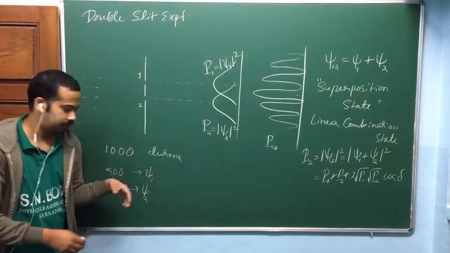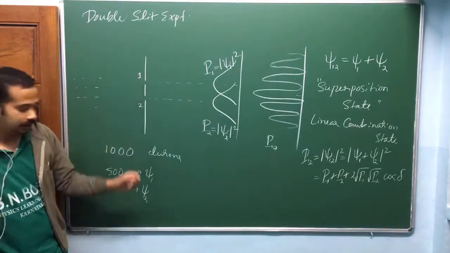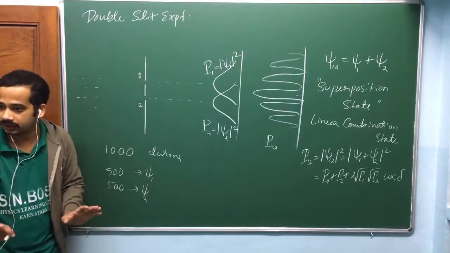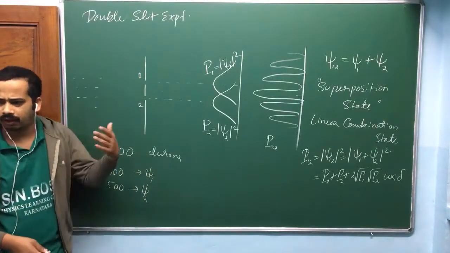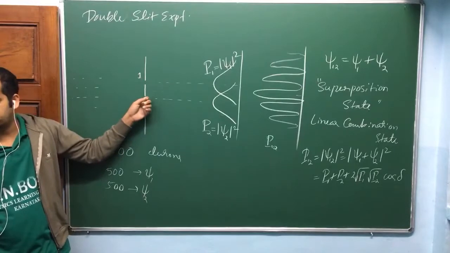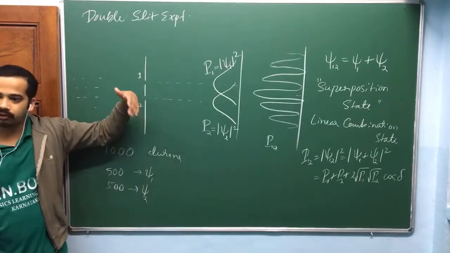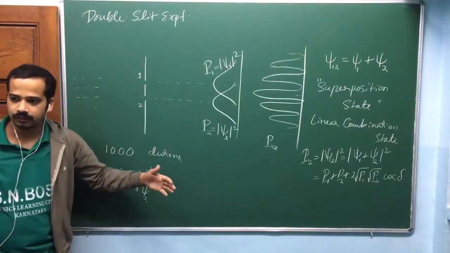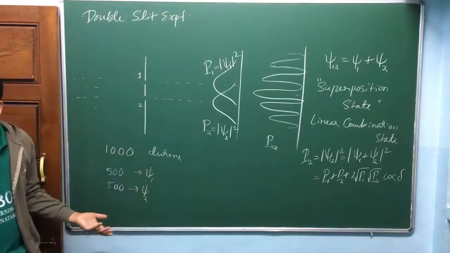So they may pass through slit 2. I am not saying that the first 500 pass through slit 1 and the second 500 pass through slit 2. Maybe alternatively, the first two pass through slit 1, the next one passes through slit 2, the third one through slit 2, the fourth one through slit 2, the fifth one through slit 1, like that. Anything can happen here.